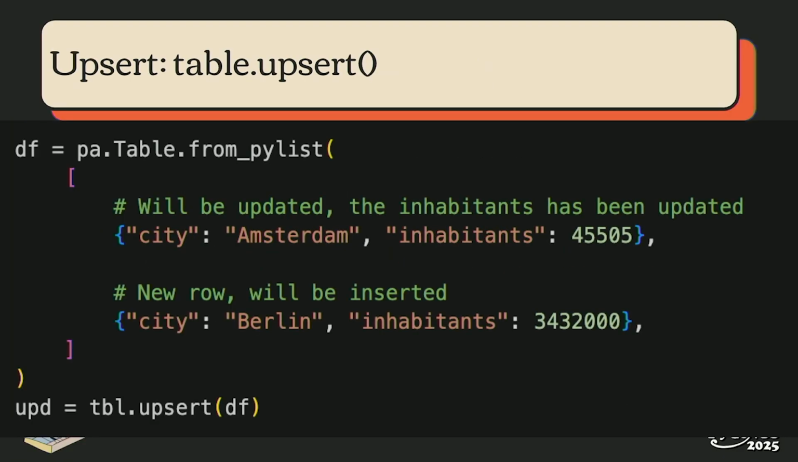And PyIceberg also supports upsert, meaning that you could specify a data frame, and if the primary key already exists in the table, then the existing rows will be updated. And if the primary key does not exist in the table, the row will be inserted into the table.